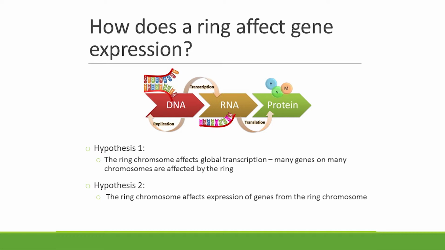One of our hypotheses is that the ring is affecting the entire cell. There are many genes on many chromosomes that are affected by the ring. Another hypothesis, which is not necessarily exclusive of the first, is that the ring is specifically affecting genes on chromosome 20.